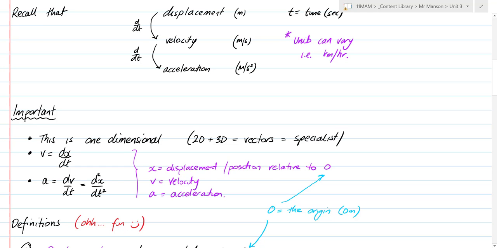Firstly, one-dimensional math methods. We'll never deal with anything beyond one-dimensional. Specialist math students do vectors, which are 2 or 3D, but you only have to worry about one-dimensional kinematics. So singular functions that represent a one-dimensional movement or velocity or acceleration.